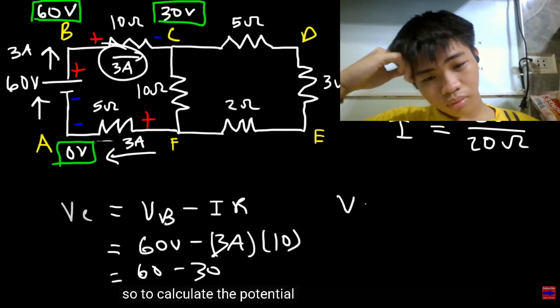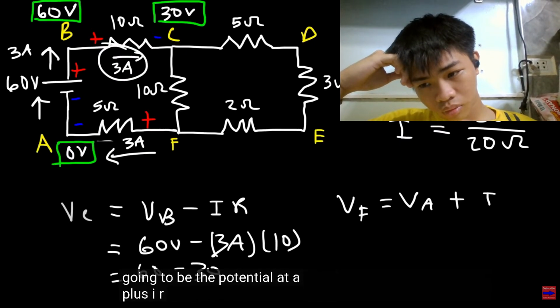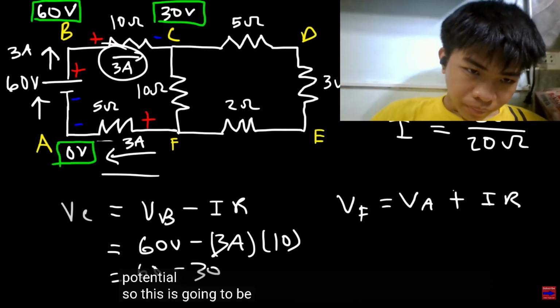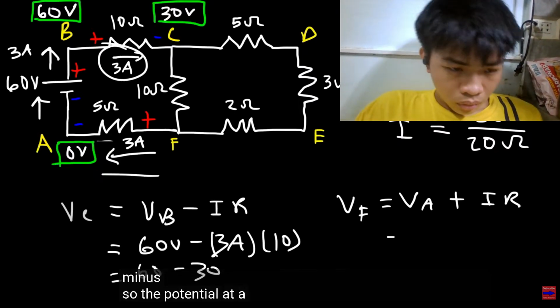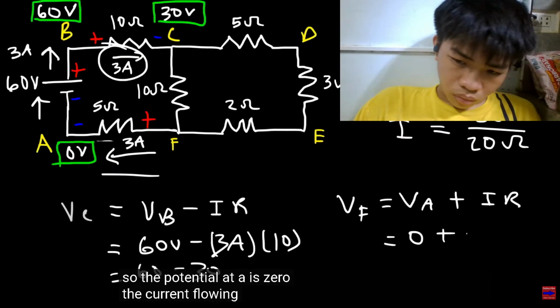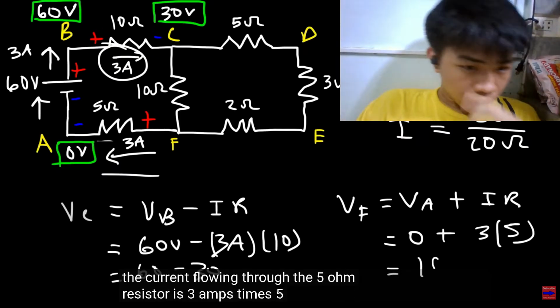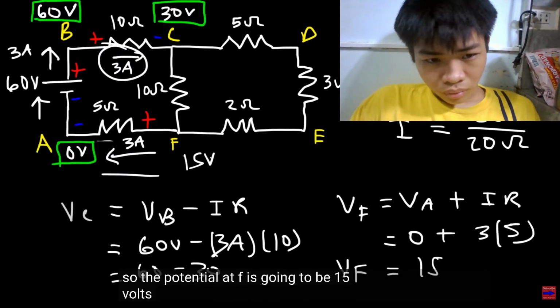So to calculate the potential at F, it's going to be the potential at A plus IR because we're going towards a higher potential. So this is going to be plus instead of minus. So the potential at A is 0. The current flowing through the 5 ohm resistor is 3 amps times 5. So the potential at F is going to be 15 volts.